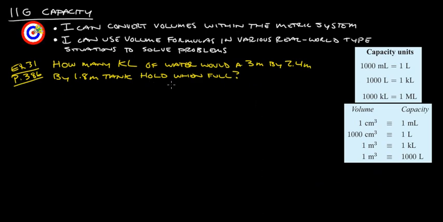Okay, next one, example 31 from page 386. How many kiloliters of water would a 3 meter by 2.4 meter by 1.8 meter tank hold when full? So if we figure out how many cubic meters it holds, that's the same thing as a kiloliter. 1 cubic meter is a kiloliter. So it might be handy to make some kind of drawing here. This is obviously not to scale. So let's say this will be our 1.8, because that looks the smallest. Let's do this as 2.4, and this as 3.